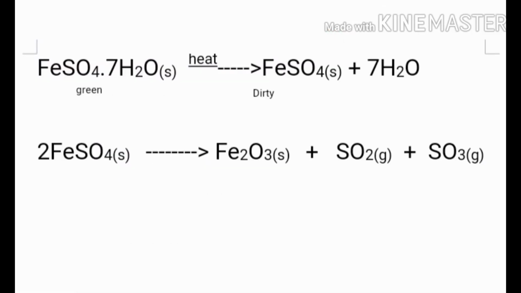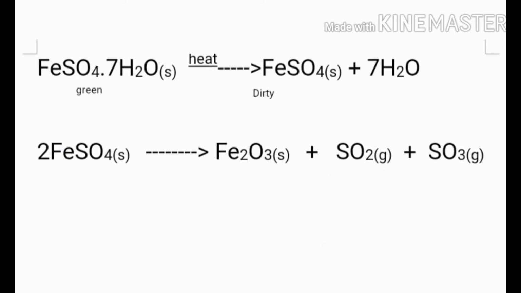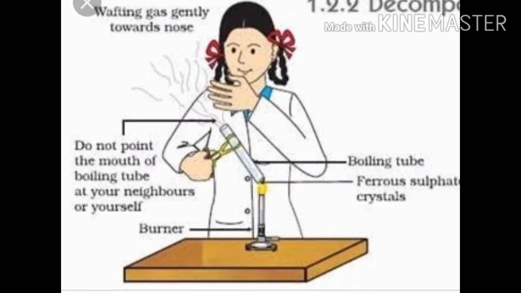The first is thermal decomposition, in which a reactant is broken down into two or more products on heating. When green colored crystals of iron sulfate are heated in a boiling tube, we can see the gradual change in color of the crystal from green to white and then to reddish brown iron oxide. On wafting the gas towards the nose, we can smell oxides of sulfur as burning sulfur.